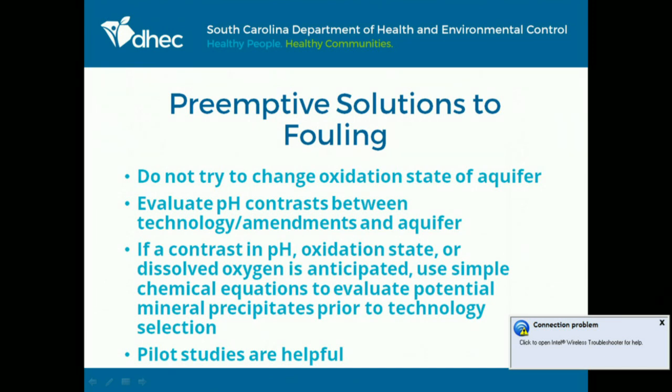So there are some ways to avoid fouling. I call it preemptive solutions. Don't try to change the oxidation state of the aquifer or the pH. If you avoid those two things, you're going to cut back on the amount of fouling.